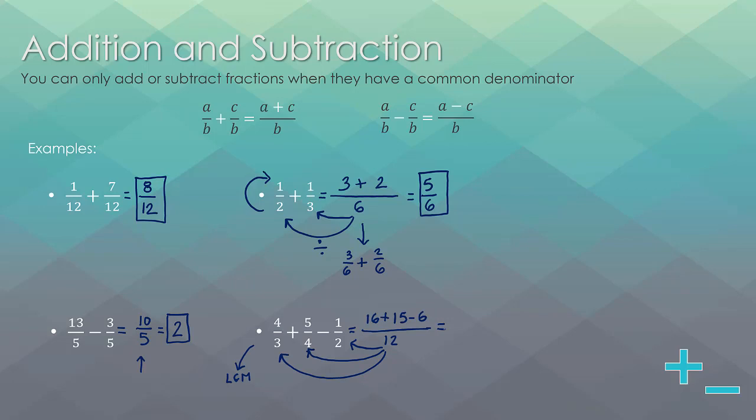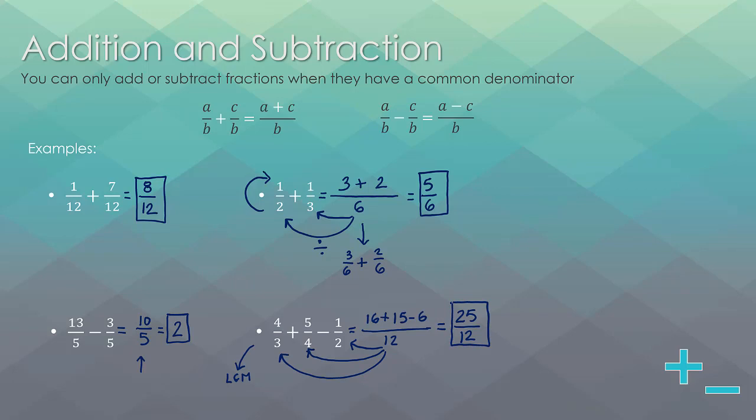16 plus 15 minus 6 gives us 25. And these are twelfths. 25 twelfths can't be simplified anymore, so this is our final answer. Okay, so this is how to solve additions and subtractions.